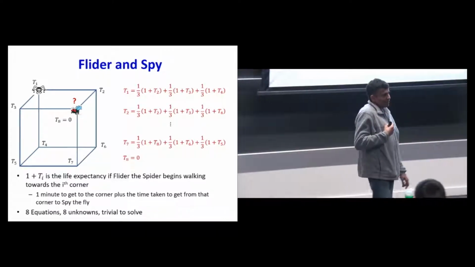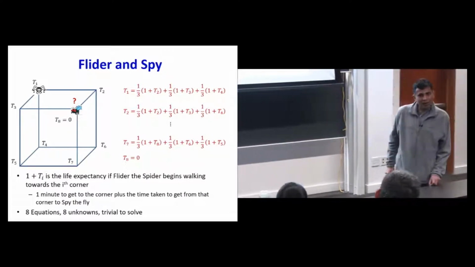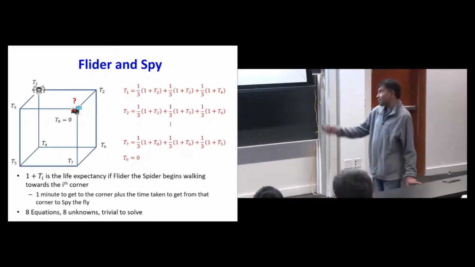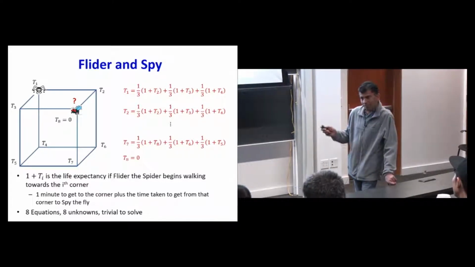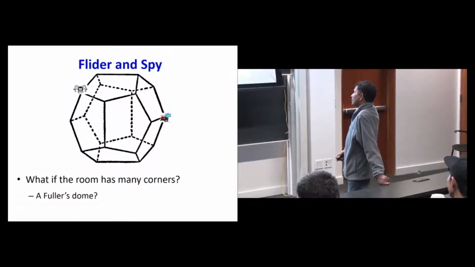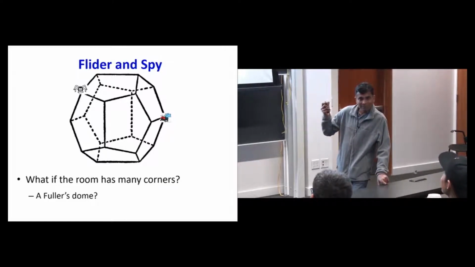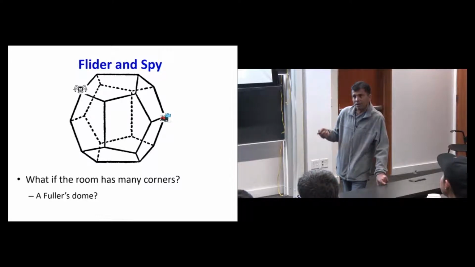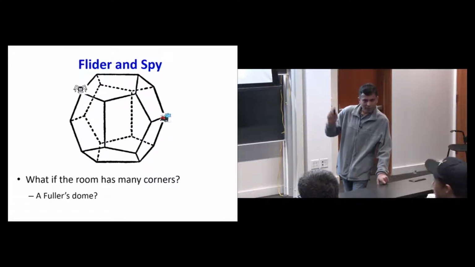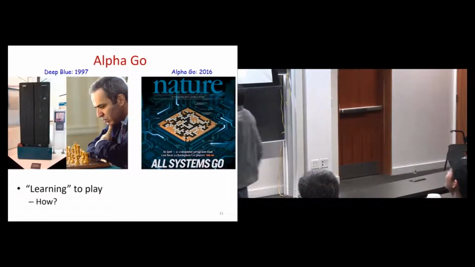And so here, in the case of the spider, again, it doesn't matter how the spider got to a corner. It only matters where the spider is. And that's why we can write these equations. We're not referring to the past, right? And if the room has many corners, like a Fuller's dome, how would we do this? Same thing. I just have a great many more equations. But otherwise, the problem is exactly the same, right? Everybody comfortable with this?